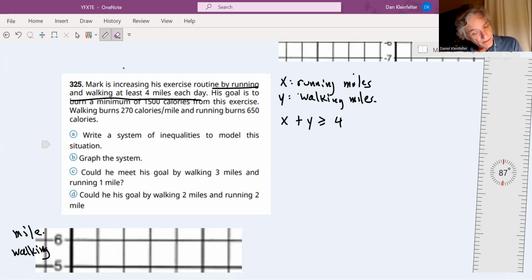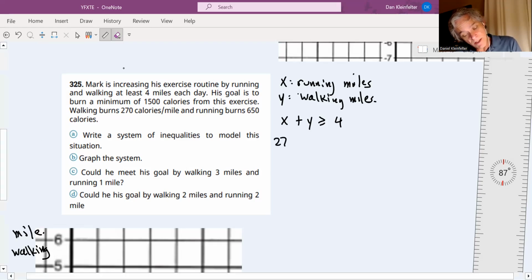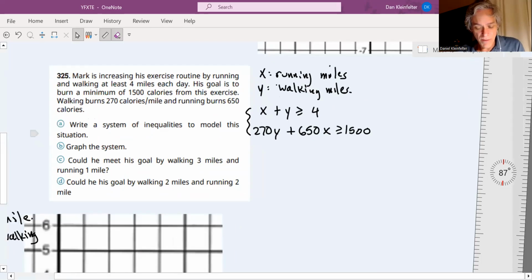The second one is he wants to burn a minimum of 1,500 calories from this exercise. So it would be okay if it's more, right? If he wants to burn at least the 1,500 calories. Walking burns 270 calories per mile, so we'll have 270y for the calories burnt walking. And running, 650 calories a mile, so we'll have 650x. And that's the total calories burned. That needs to be at least the 1,500 total calories that he wishes to burn. So that's going to be our system of inequalities.